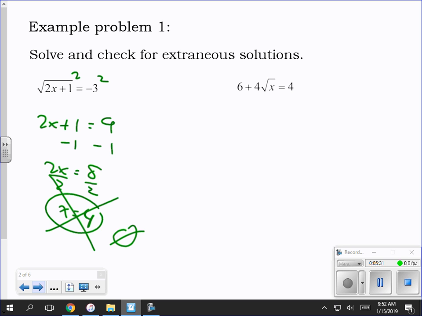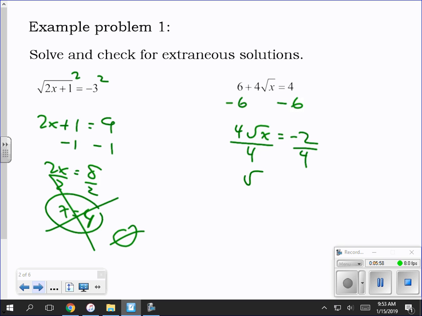So what I do is subtract 6 from both sides. And I get 4 root x equals -2. And I know right now I'm done. I have no solution because 4 times a positive value of the square root cannot be negative. Still, I want to continue on, just to make sure we know what we're doing.